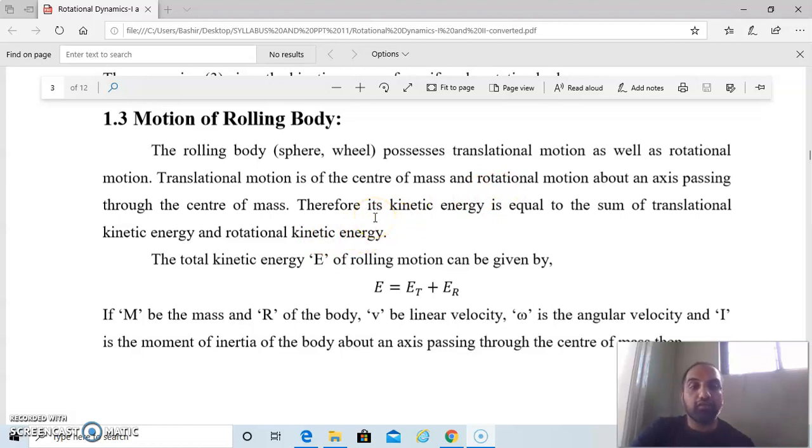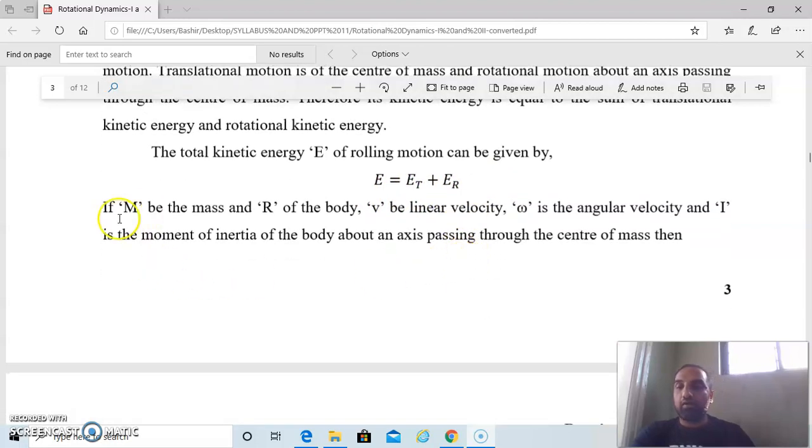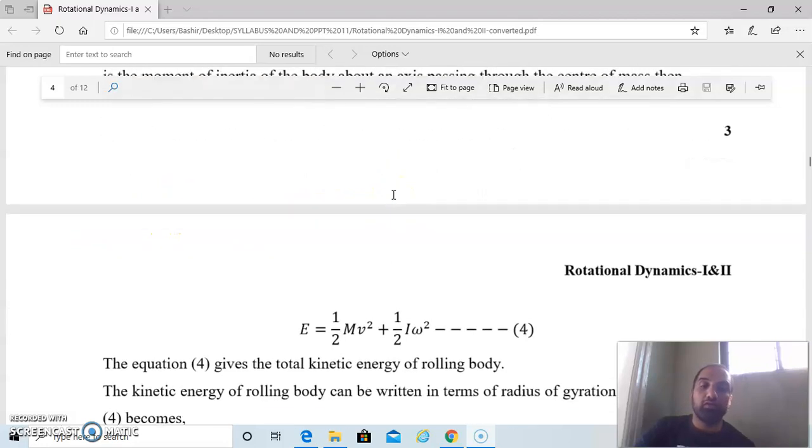Therefore, its kinetic energy is not only the translational kinetic energy. There is always rotational kinetic energy. So we can say that the kinetic energy of that coin or rolling body is equal to the summation of translational kinetic energy and rotational kinetic energy. So we can write this equation E = Et + Er. Now suppose m is the mass of that body, r is the radius, v is the linear velocity, omega is the angular velocity, and I is the moment of inertia of the body about the axis passing through the center of mass.